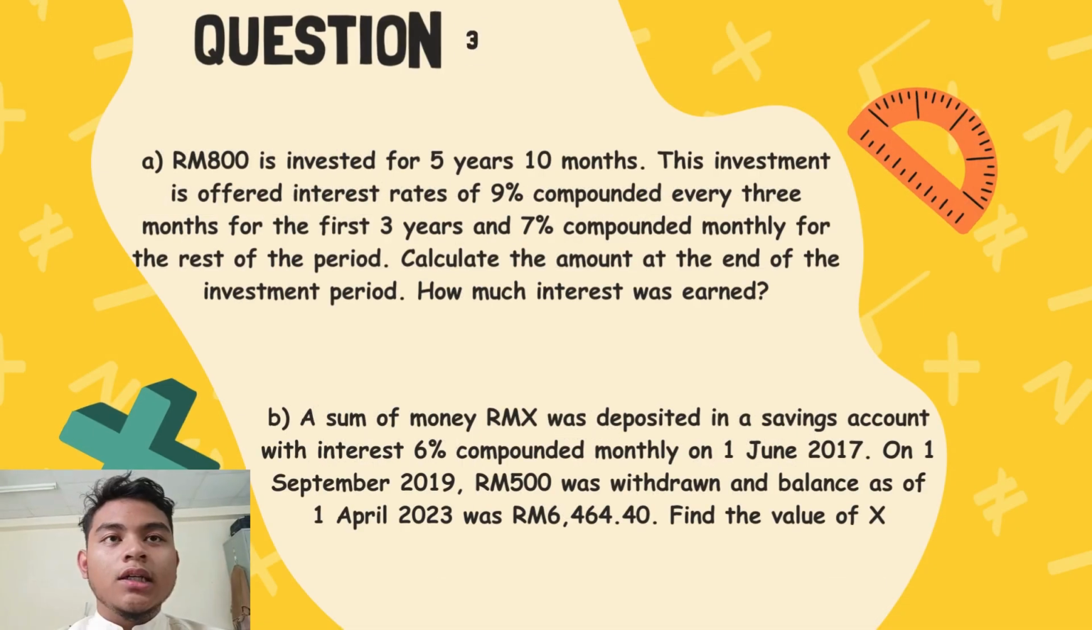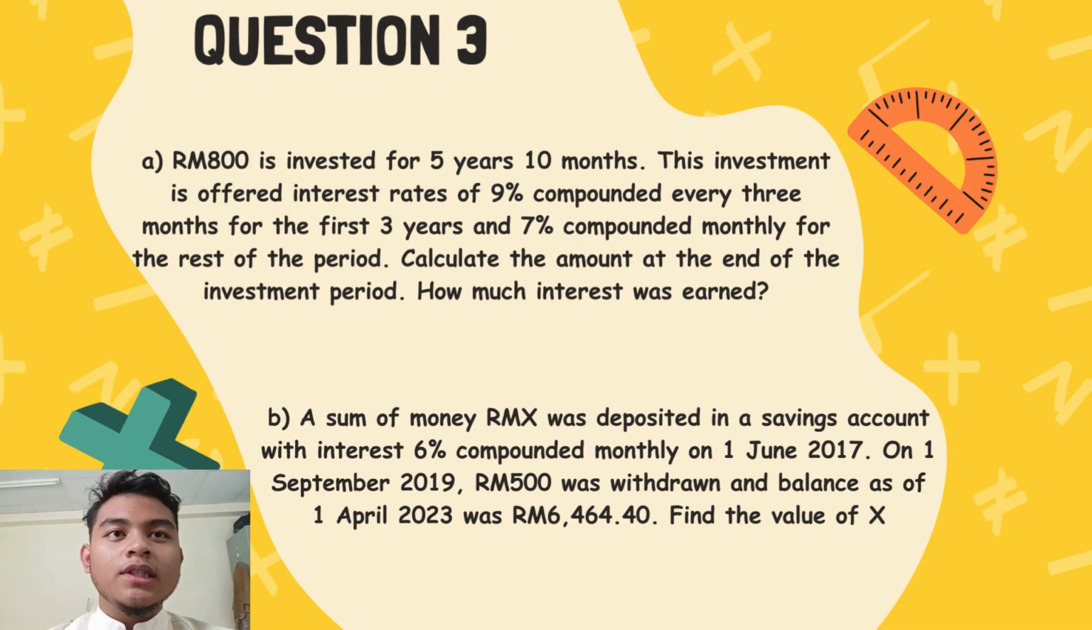Question 3A. RM800 is invested for 5 years and 10 months. This investment is offered an interest rate of 9% compounded every 3 months for the first 3 years and 7% compounded monthly for the rest of the period. Calculate the amount at the end of the investment period. How much interest was earned? Question 3B. The sum of money RMX was deposited in a savings account with interest 6% compounded monthly on 1 June 2017. On 1 September 2019, RM500 was withdrawn and the balance as of 1 April 2023 was RM6,464.04. Find the value of X.